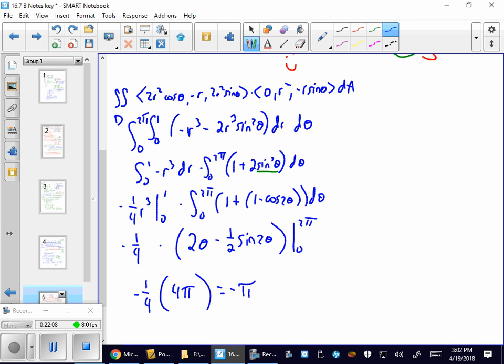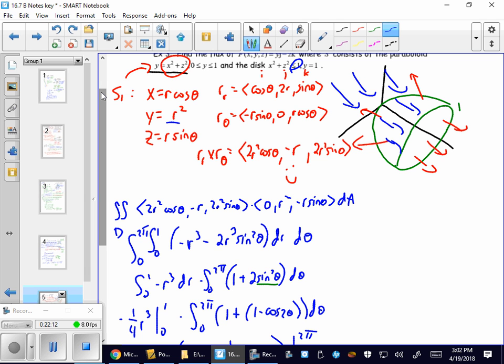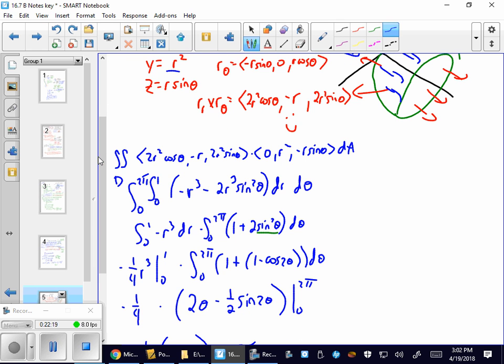That's surface 1, but that's good. We have a negative flux. That's what we should have. We have this red stuff, the red flux coming off of the paraboloid surface in the right direction. That is correct. That's what we need. All right, surface 2.